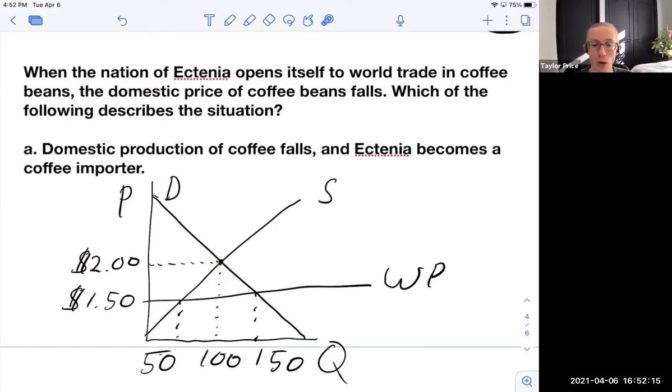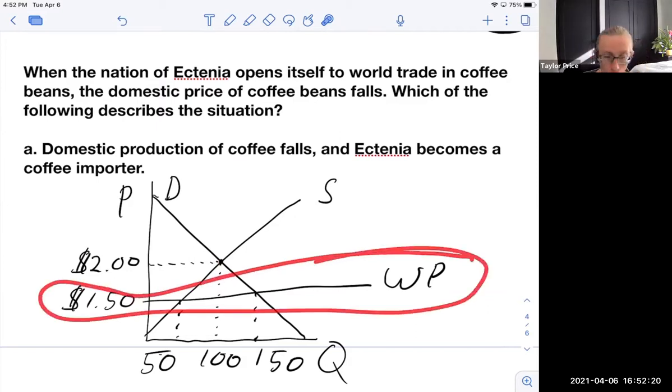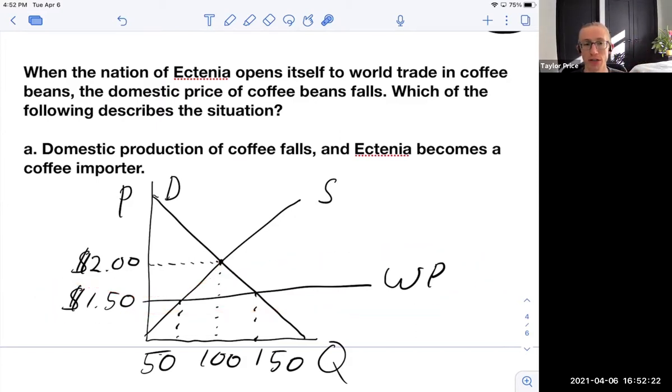So you know that the world price has to be lower than the domestic price. And we know when the world price is lower than the domestic price, that means that the country is an importer. And so because of that, when a country is an importer, that means that they are going to be importing goods from other countries, and the world price is going to be lower.